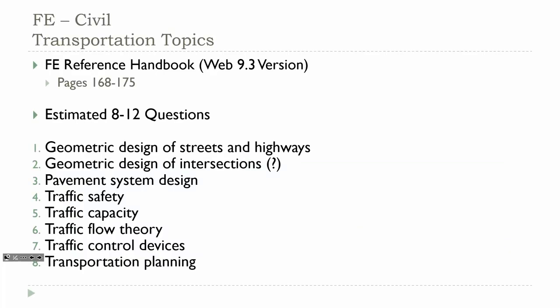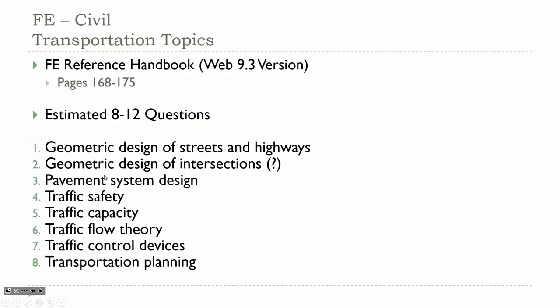Transportation is covered in the FE Reference Handbook, and I have screen captures in each of the slides from the current version, which is 9.3, pages 168 through 175. According to the website, there are 8 to 12 questions on transportation, and I can almost guarantee you will see something related to geometric design, either horizontal or vertical curvature will be the bulk of that. They're starting to throw in some other topic areas, and these should all be reviewed from 342. Most of these examples are the same ones that we went over in 342.